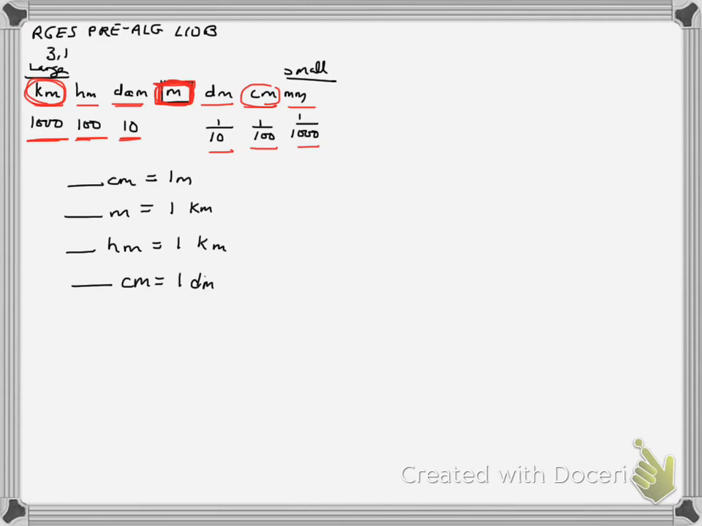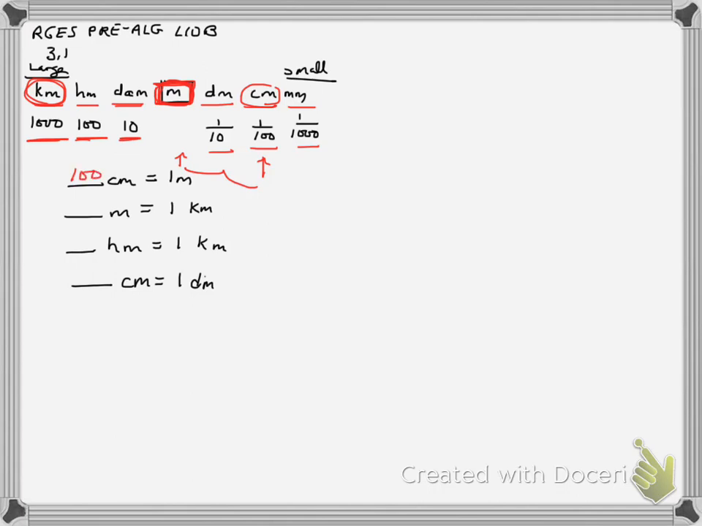So now, when I'm asking, well, how many centimeters are in a meter? I find my centimeters, and I find my meters, and centimeters are a smaller unit than meters, so there are many centimeters in a meter, and we go by factors of 10. So it would be 10, 100. So there are 100 centimeters in a meter.